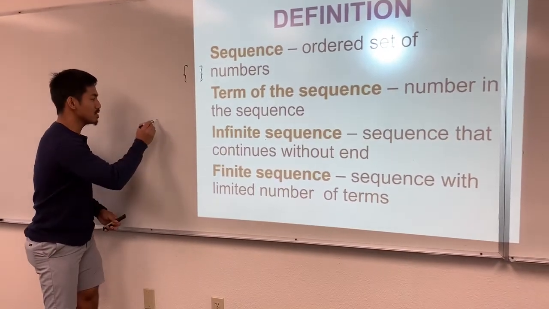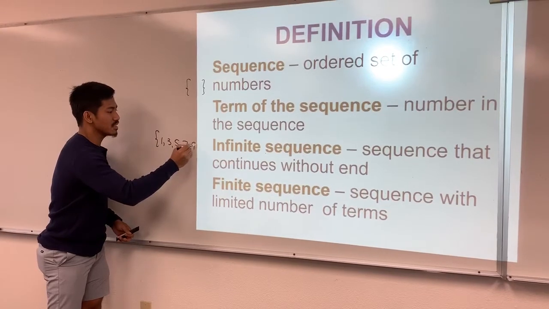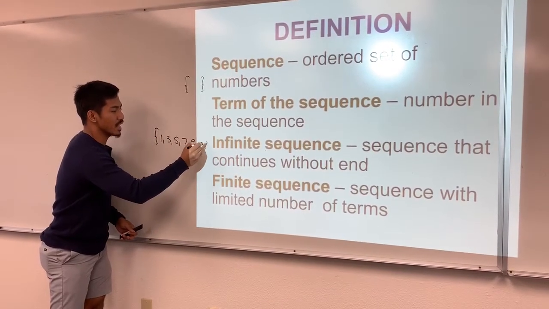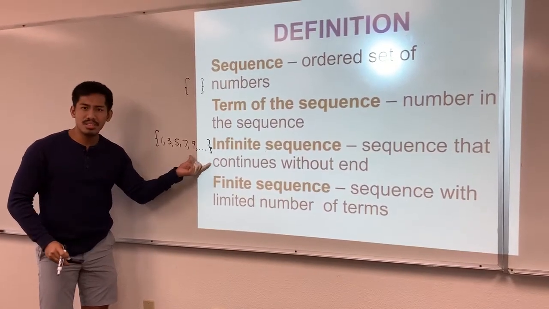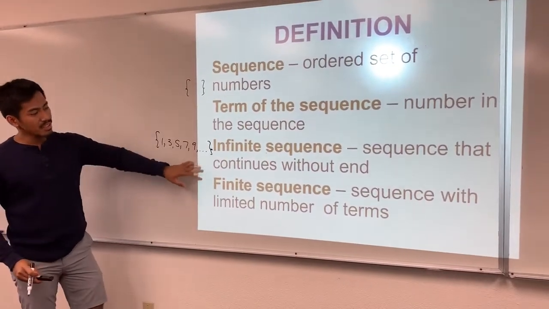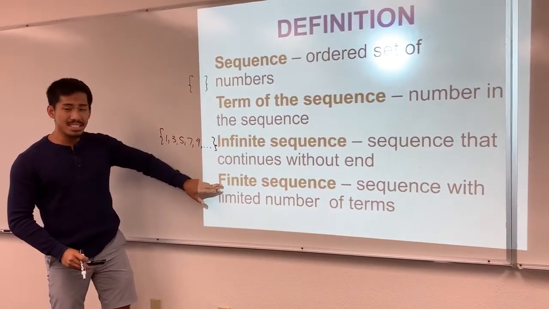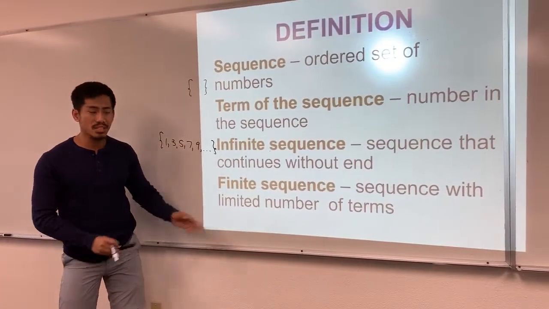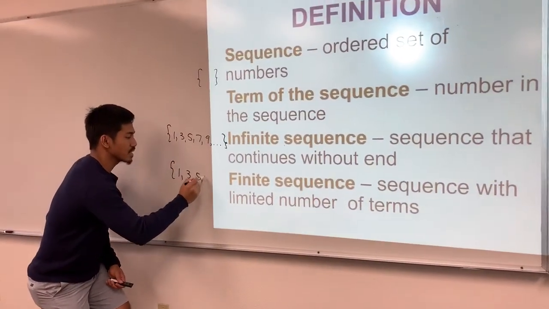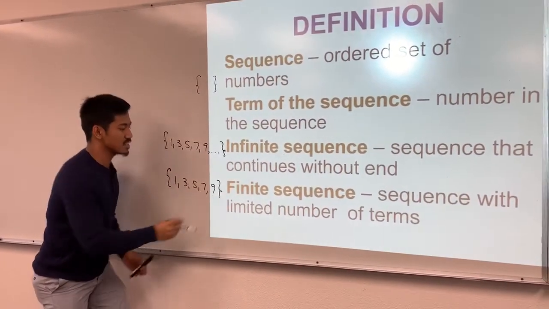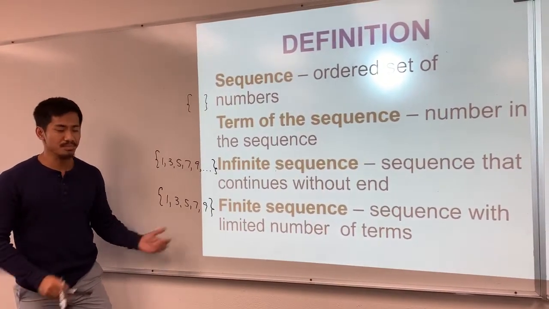For example, we have 1, 3, 5, 7, 9, and as you can see, I put 3 dots, those are ellipses, and those 3 dots denote that it goes on without ending. And we have the finite sequence. By contrast, it is a sequence that has a limited number of terms. An example is 1, 3, 5, 7, 9, and as you can see, there are only 5 elements in this particular sequence.